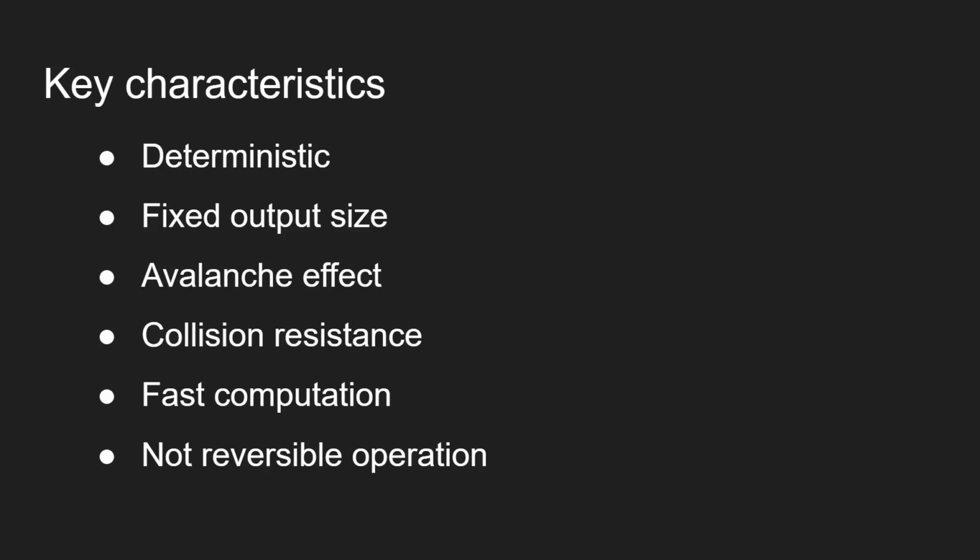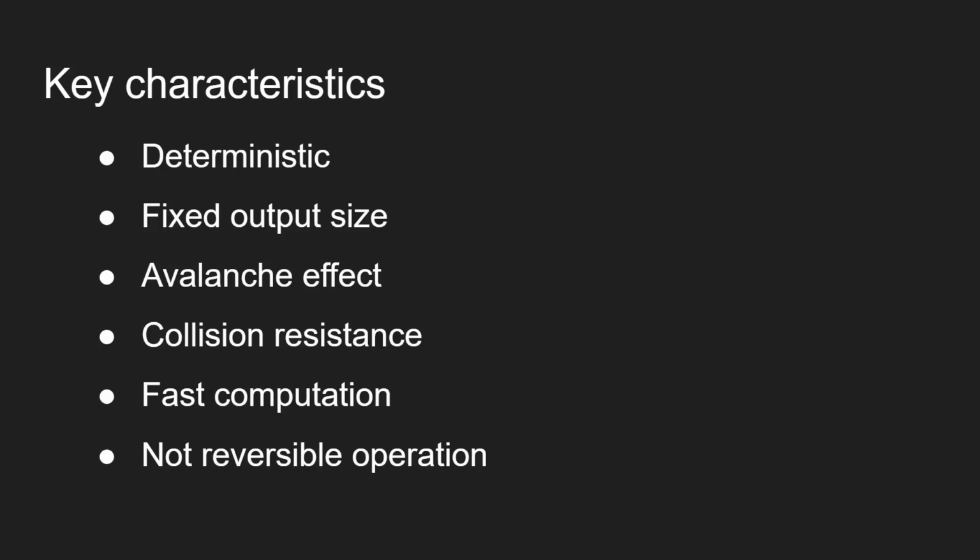Avalanche effect: as you probably saw in the previous slide, making the smallest change will result in a completely different hash, so there is no way of guessing how the hash will look based on a small change. Collision resistance: it's very important that we are not going to get exactly the same hash for different inputs.